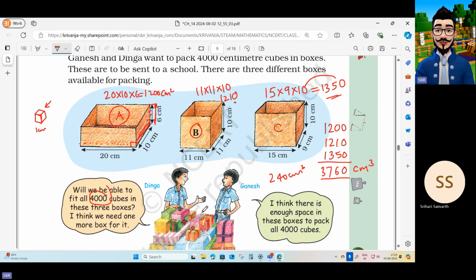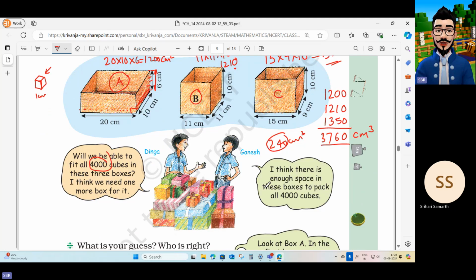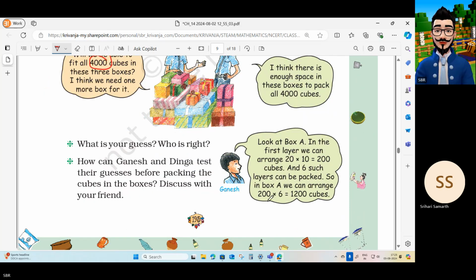Okay, next. The target was 4,000 centimeter cubes, but we are falling short of 4,000 centimeter cubes by 240 centimeter cubes. So who is correct, Dinga or Ganesh? Dinga is correct and Ganesh is wrong. So we've already answered. Who is right? Dinga is right.